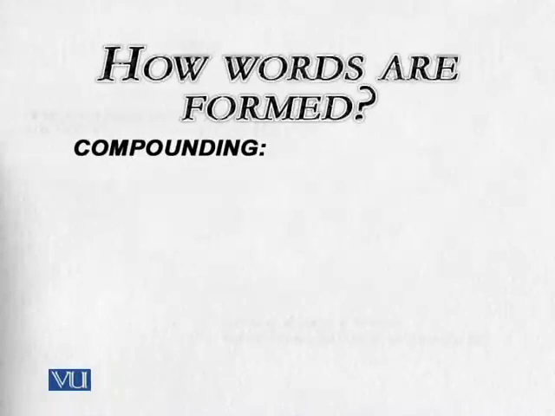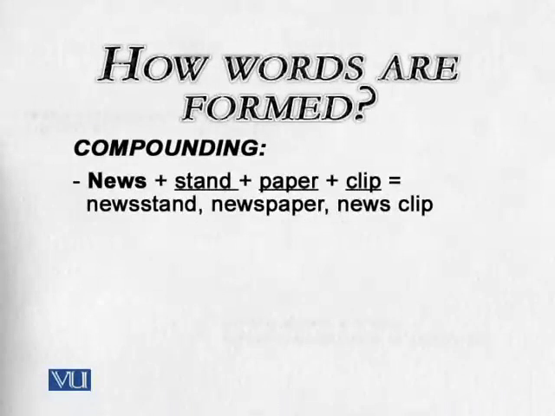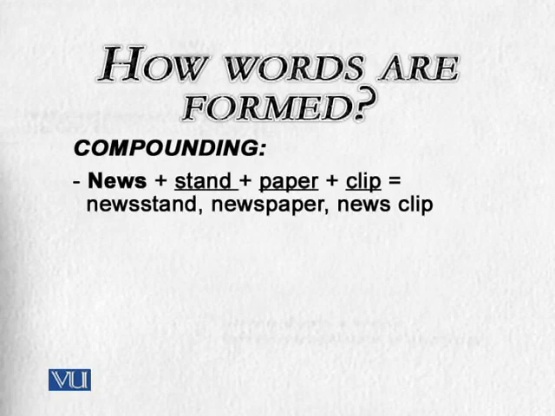The last one, which I told you, is compounding. Unlike portmanteau words, in compounding we combine full-fledged words and we create new words. For example, from news, you can add one more. News is one word. Stand is another word. You can put these two together: newsstand. Let's say news clip, let's say newspaper. When I say newspaper, it's a compound of two words. One is news, second is paper. Now, these two are, of course, different words. But full-fledged words we are combining and creating the third word, which we call a compound word.